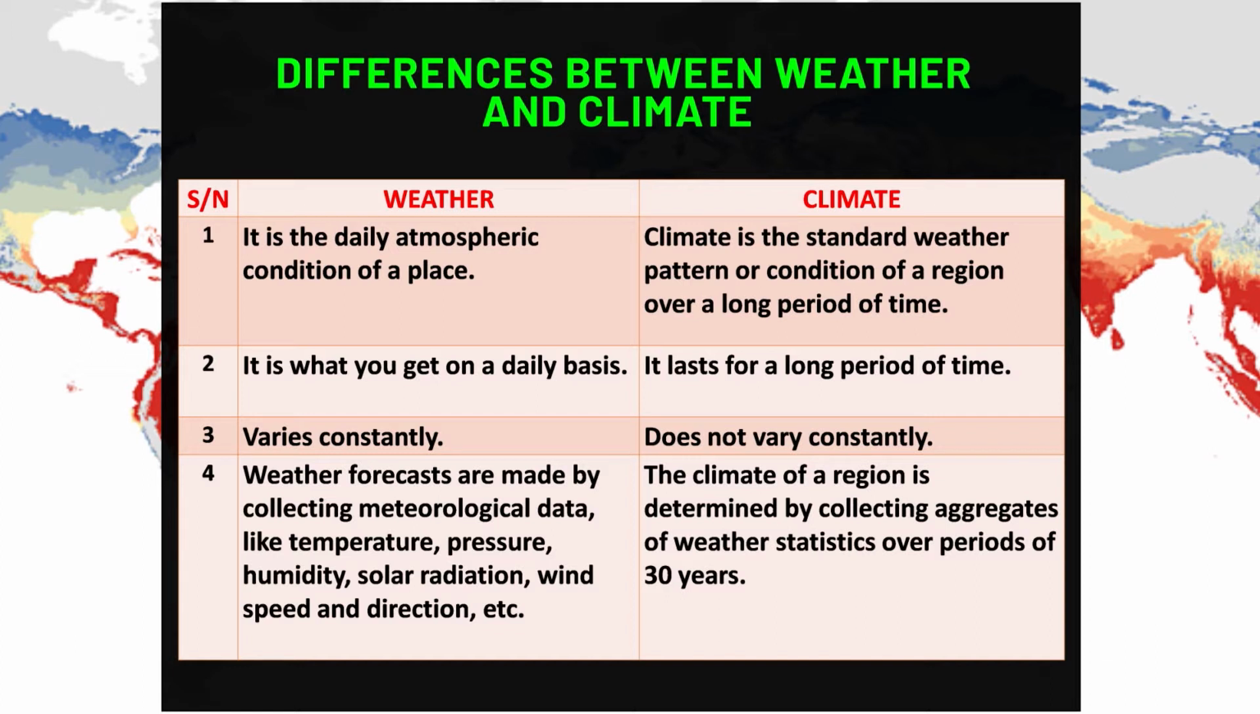For weather forecasts, the elements of weather such as temperature, humidity, rainfall are collected on a daily basis to help forecast the weather condition of that place at that particular time. While for climate, those elements such as temperature, humidity, or rainfall are collected every day for at least 30 years to be able to tell the climate of that region, if it is a dry climate or a polar climate.